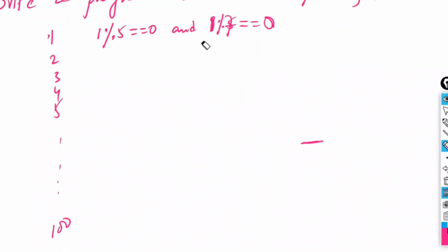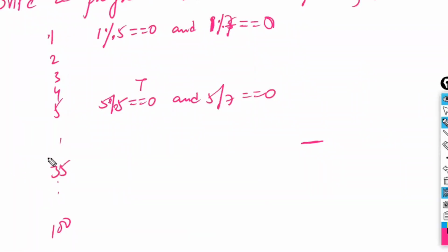So you are going to check with 5. You are going to check with 7. Separately you are going to check, and like this you are going to check. Now whenever you have 5 modulus 5 equal to 0, it means yes, true. But is the same number divisible by 7? No, it is not satisfying. Which number will satisfy? 35.